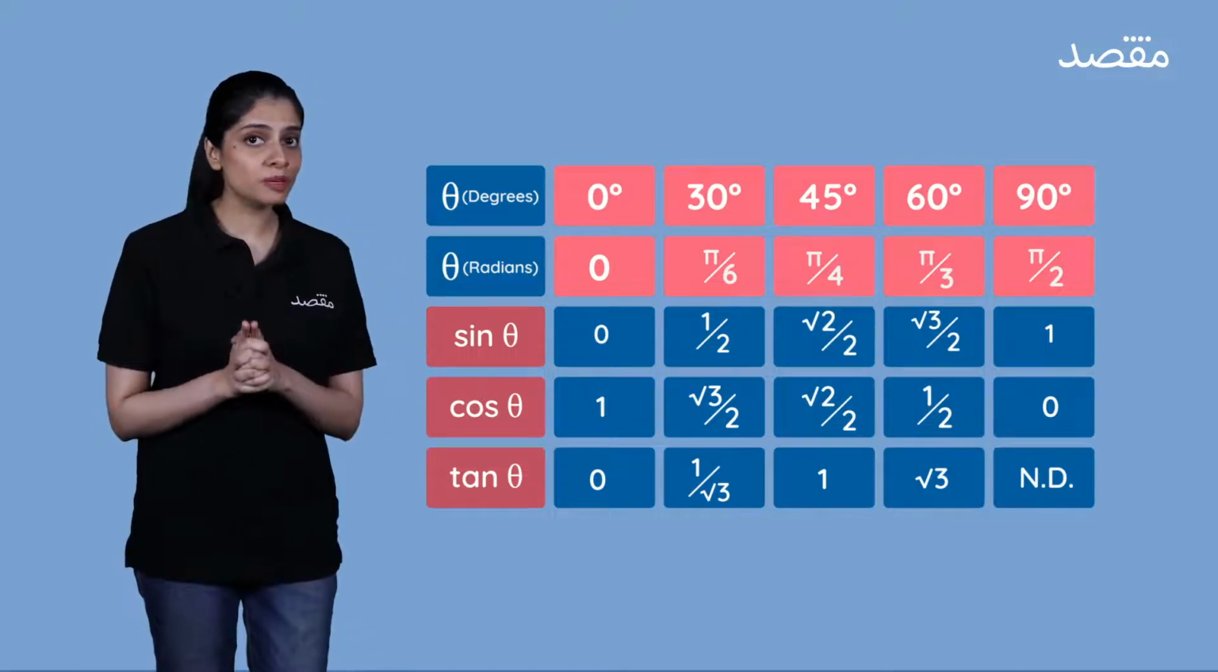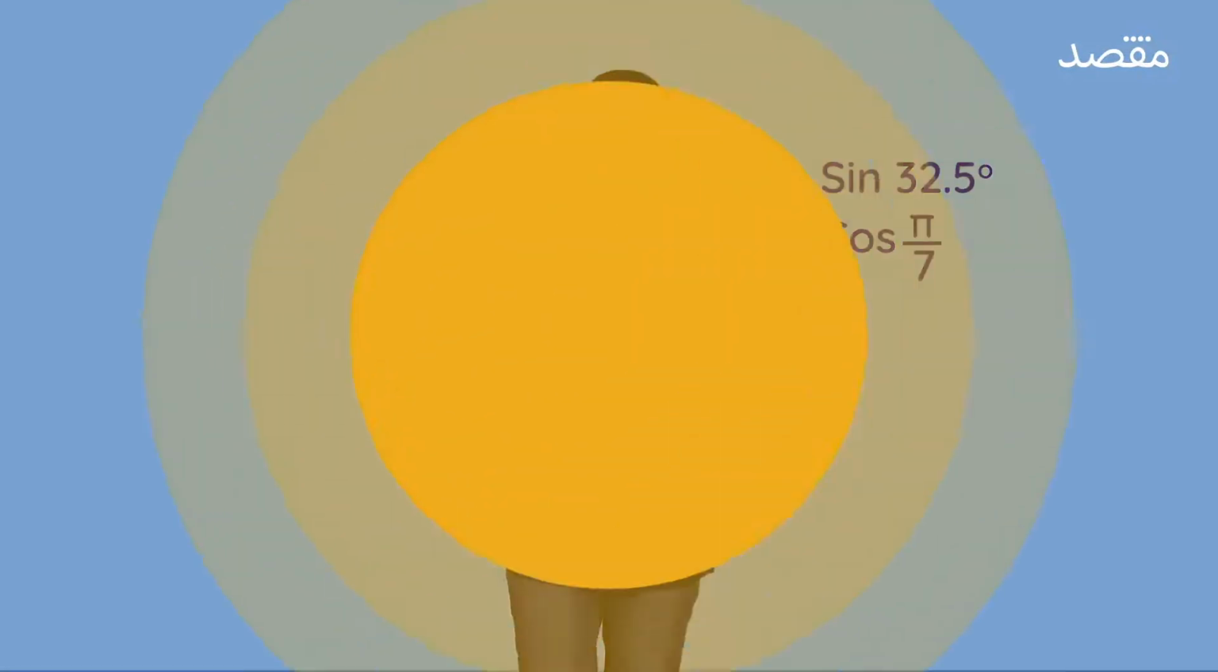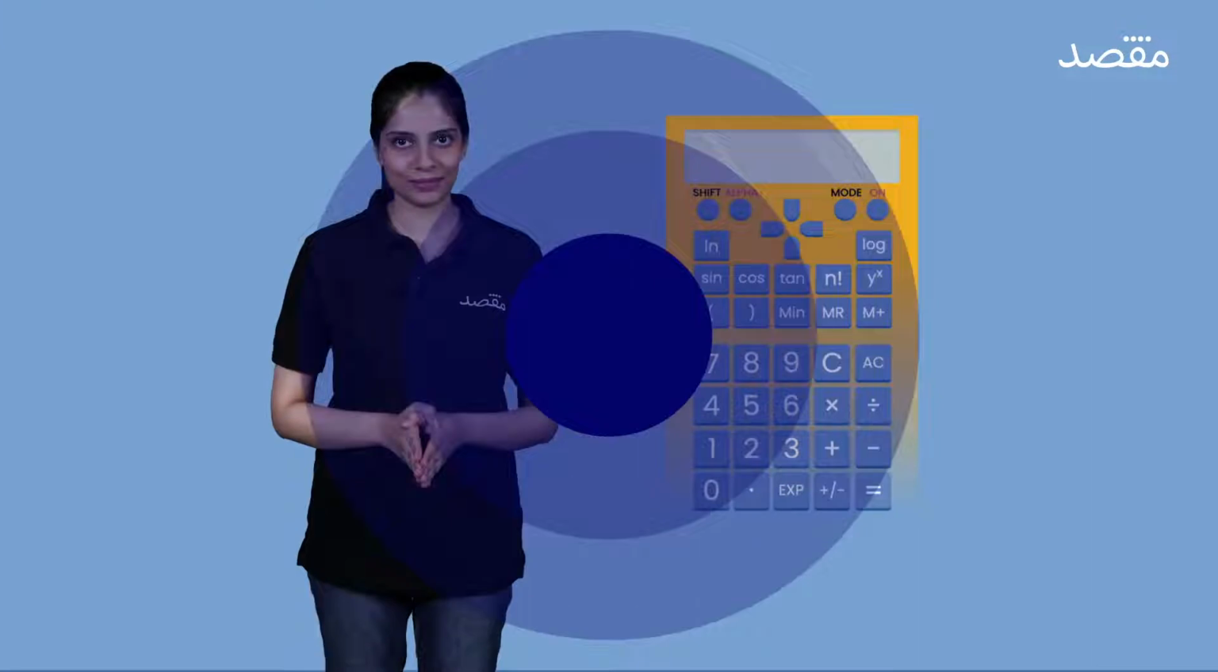हम इनकी multiples पे भी ये values find कर सकते हैं. But what about, say, sine of 32.5 degrees or cos pi by 7 radians? Thankfully, हमें ये सारी values याद नहीं करनी पड़ती. We can just use a calculator. So we need to use a scientific calculator for this.